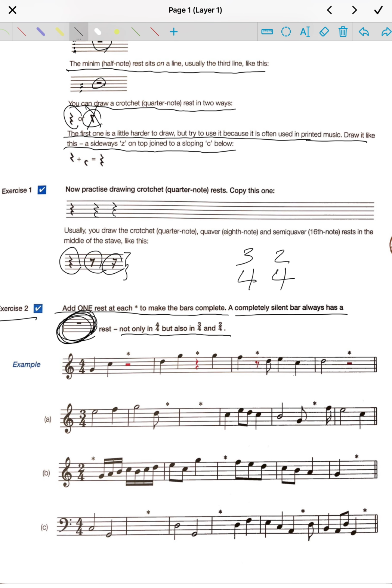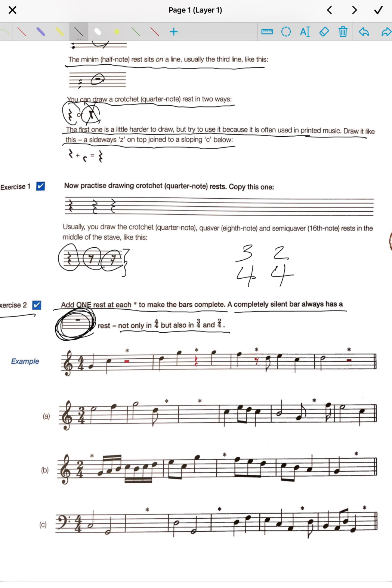Now here, we're going to add 1 rest. So these have been done already. That's been done here. First asterisk here. So we have 3/4. We always look at the time signature. Then we have 2 beats here. We have half a beat there. We have 2.5 beats in a 3/4 time signature. So we need half a beat. So what we need is a quaver rest.